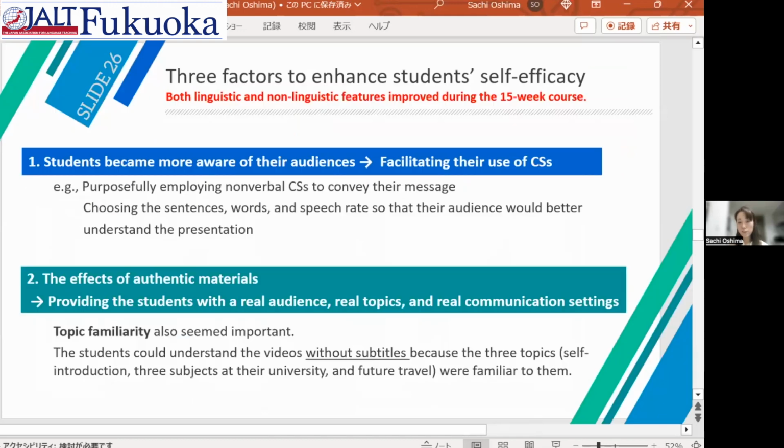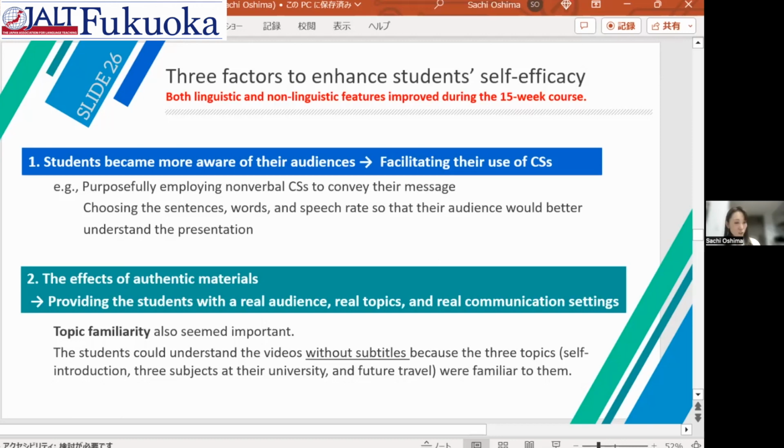And okay, finally, I would like to mention three factors to enhance student self-efficacy. Both linguistic and non-linguistic features improved during the 15-week course. So the first factor is that students became more aware of their audience. By introducing peer assessment, the students already knew that this video would be watched by classmates.